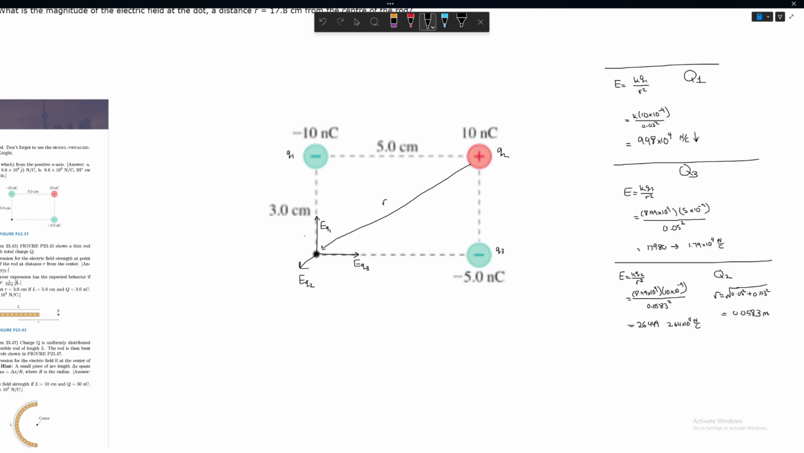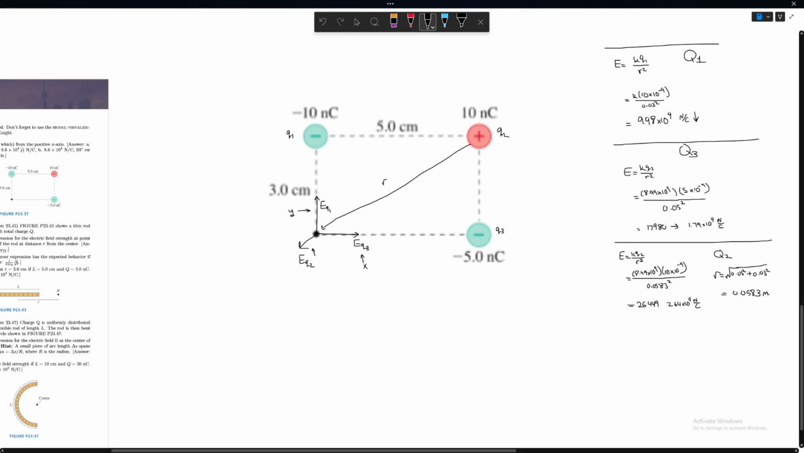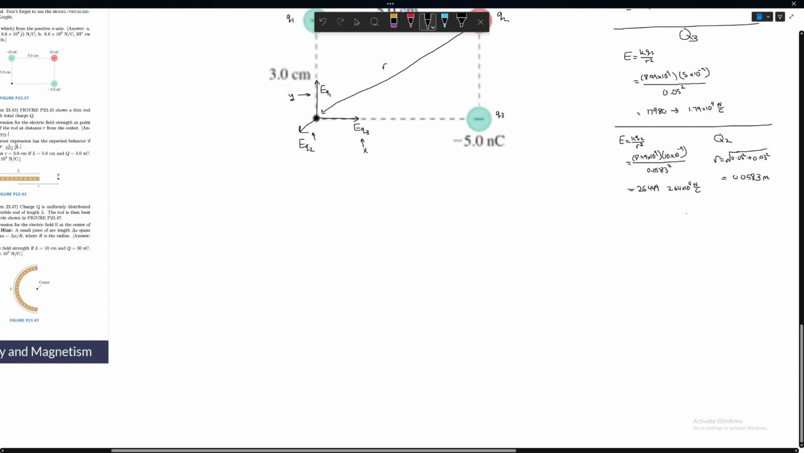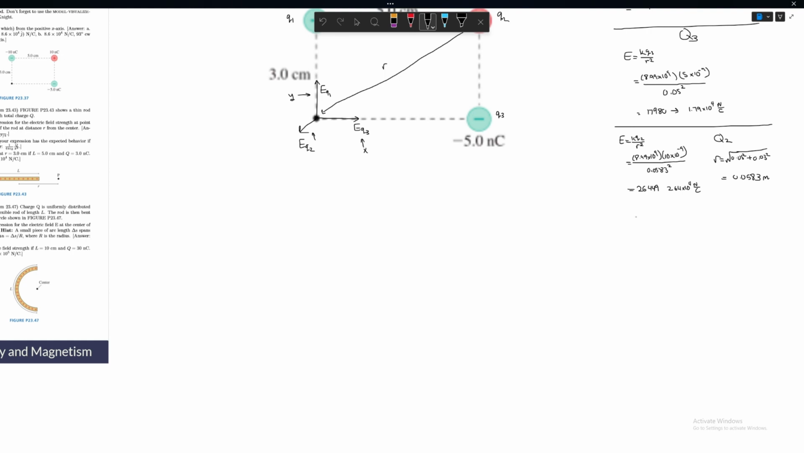Now, the only problem here is these two: this is in Y format, and this is in an X format, okay? But this one is at some angle. And so what I need to do is combine all of them and see what it gives. So first I'll take my EQ, which is my Q2 right here, and I'll split it into my X and Y components. So I know that it goes somewhere in this direction.